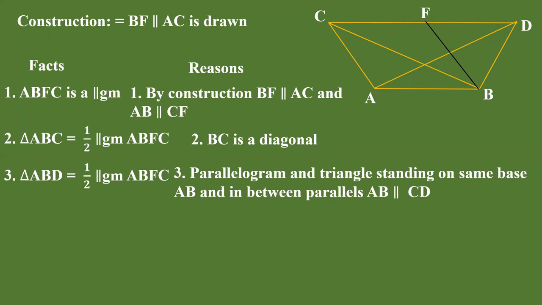The reason is that a parallelogram and a triangle are standing on the same base AB and in between the same parallels AB and CD, right? Now if you compare facts number 2 and 3, see both the triangles are equal to half of the same parallelogram. So we can say here now ABC is equal to ABD, right? And the reason is from facts 2 and 3. Hence, it is proved.